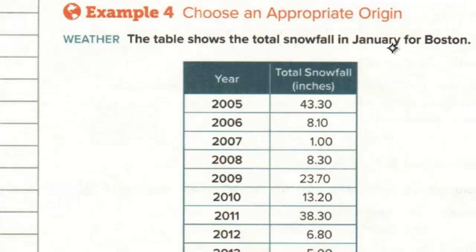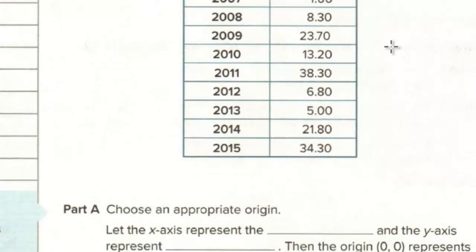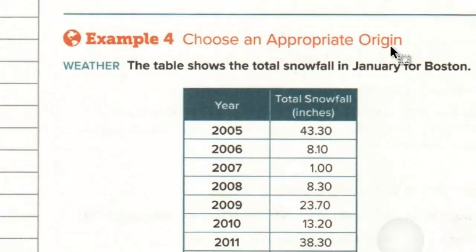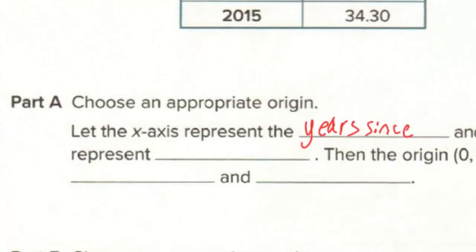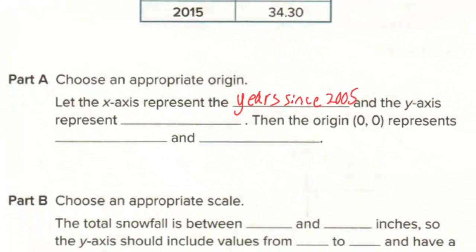Example 4, they want us to choose an appropriate origin. Okay, so the table shows the total snowfall for January for Boston. It has years 2005 to 2015, and it's got inches of snow. Choose an appropriate origin. Let X represent the years, so that would be years since 2000. It started in 2005, so the X-axis would be years since 2005. And the Y-axis will represent, well, that one's just total snowfall.